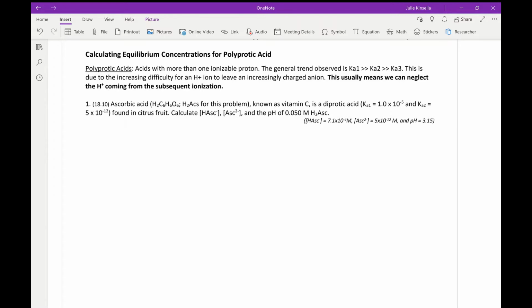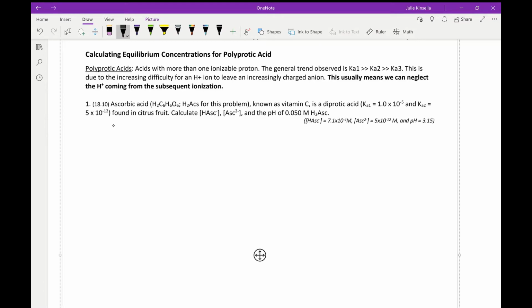So a polyprotic acid is an acid with one or more ionizable protons. The general trend that we're going to observe is that each time it undergoes an ionization, we're going to see the Ka get much smaller, meaning a very small amount of hydrogen ions are going to get ionized as it continues to undergo the ionization. And this is related to the increasing difficulty for a hydrogen ion, which is positive, to leave an increasingly charged anion. So as it goes from a neutral to a -1 anion to a -2 anion, it becomes harder and harder for that hydrogen ion to leave, so thus a smaller amount of it is going to actually be able to ionize.